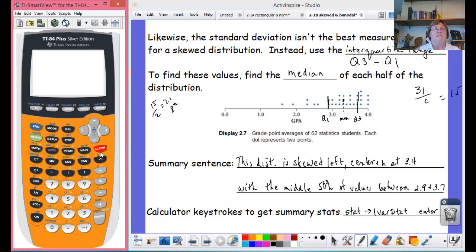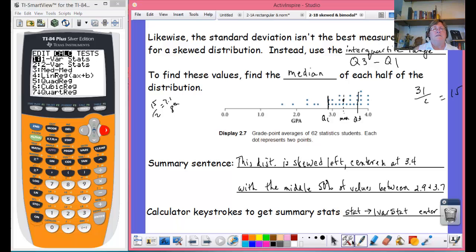I have brought my calculator up, folks, and I've entered the data into the lists of my calculator by pressing stat and enter. And don't worry about writing this down. You'll get lots more experience using this. Into list 1, I entered the grade point averages, and really some of these are guesses on my part. However, to find those summary statistics, the mean, the median, the standard deviation, the quartiles, it's stat and then arrow over to calculate. Then the first option there, one var stats, is what you want.